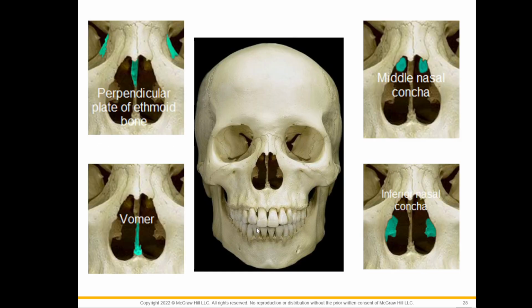So I just want to show you some other parts of our skull. So we have the ethmoid bone, right? That's our ethmoid bone. This is the inferior nasal concha. I wasn't able to show it earlier. Inferior nasal concha and then the vomer.